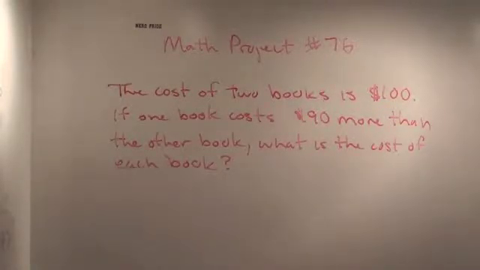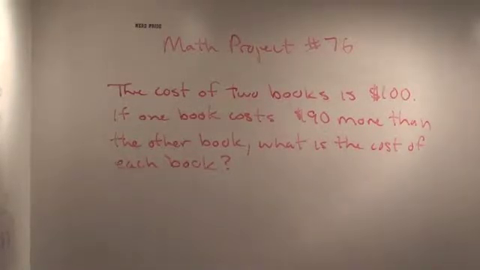All right, so here's the problem. The cost of 2 books is $100 together. So you bought 2 books and it costs $100. If one book costs $90 more than the other book, what is the cost of each book?